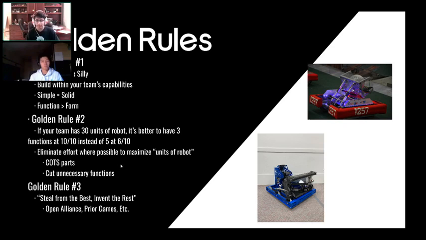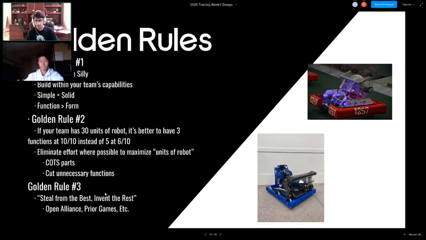And I guess this metaphor sort of breaks down there, because at that point it's just not worth extending. But the idea is you can eliminate effort and also cut unnecessary functions. So for example, in this game, 2020, where you had to shoot balls, you could cut shooting from anywhere on the field. And that made your shooting mechanism a lot simpler, because you didn't need a turret, you didn't need the ability to adjust your shot angle. And so, while you're still scoring a similar number of points, because one ball going in the high goal is the same regardless of where you score from.